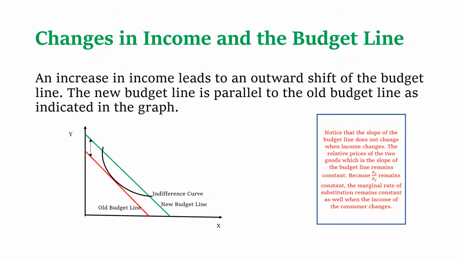But what we're going to see here is the relative prices of the two goods remain constant. That is to say, the marginal rate of substitution remains constant as well when the income of the consumer changes. So there is no change in the marginal rate of substitution. There is no change in the relative prices of the two goods when the income of the consumer changes.